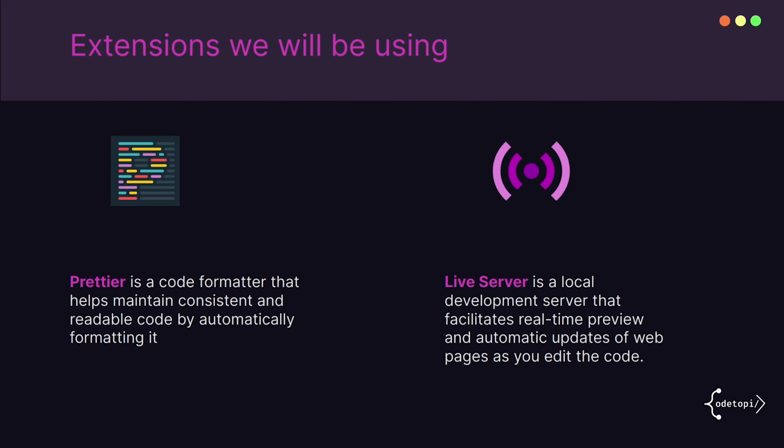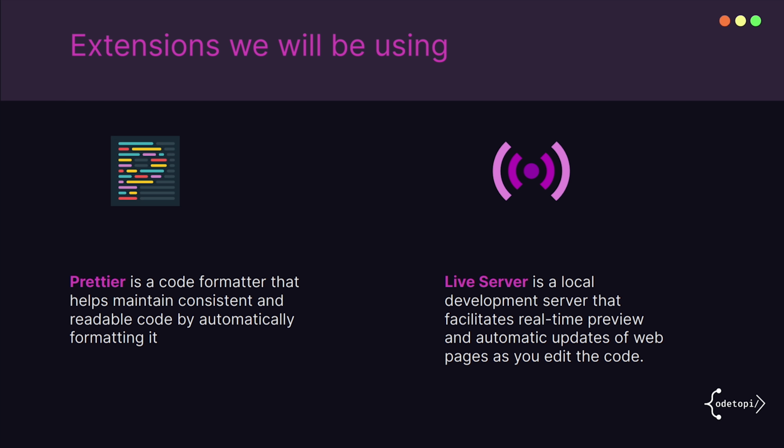So the main two extensions we will be installing are Prettier and also Live Server. Now Prettier is a code formatter that we will be using to format our HTML, CSS, and also JavaScript code as we progress in our web development journey.